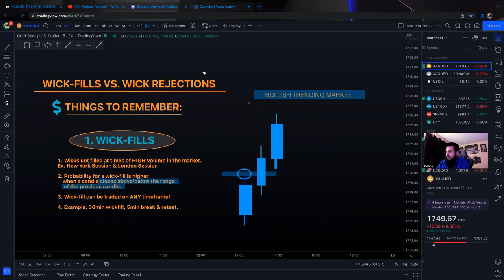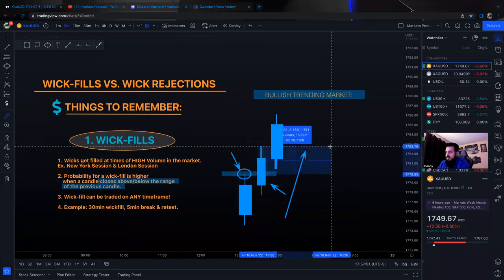Whenever you see price trending towards the upside, higher time frame and lower time frame trend both moving in the same direction towards the upside, you see candles closing above the range of the previous, giving probability for the next candle to also continue towards the upside with a lot of volume. Okay, that's the simple setup.